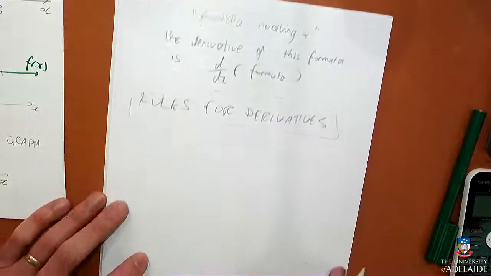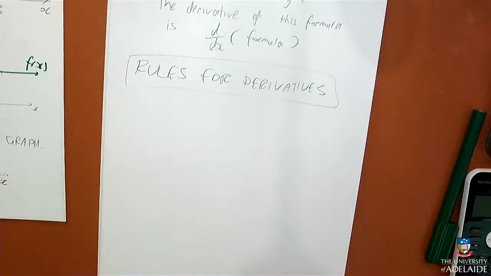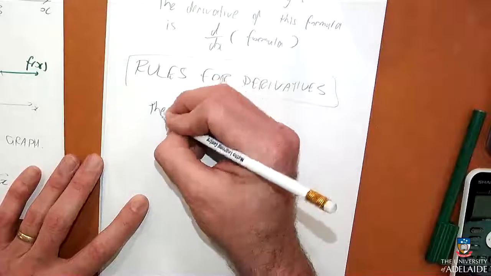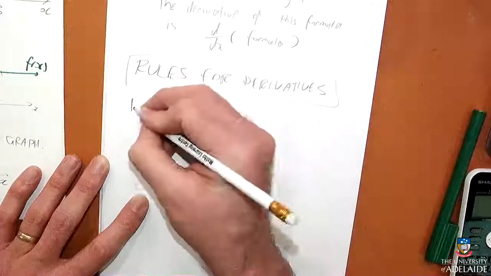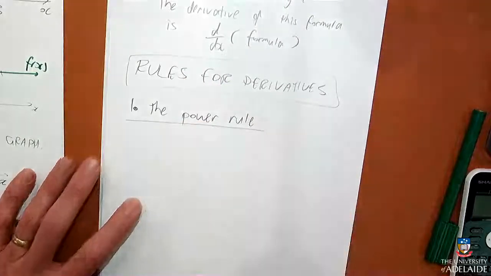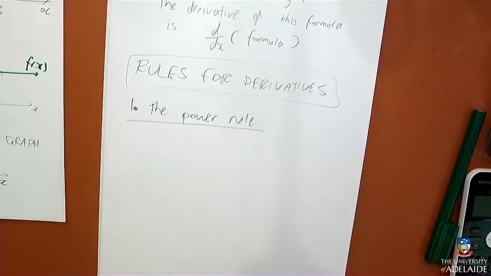Rules for derivatives. So the first rule is the most fundamental rule, and it was the first one to ever be figured out, and people call it the power rule. And the power rule goes like this. If your function is x to the power of number, then, well, you multiply by the current number power, the current exponent, and put the exponent down by 1.